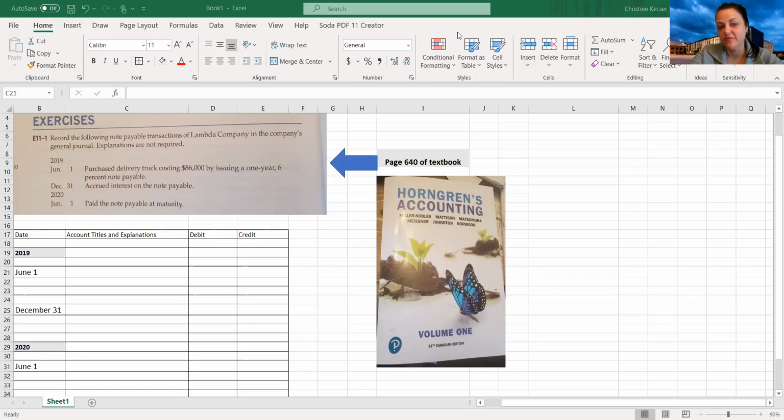Always enter your debits first and then your credits. So let's begin by choosing our first account name. The debit in this case is our asset. It is the delivery truck. So where it says account titles and explanations, we would just say delivery truck as an asset account, and we would debit the $86,000.